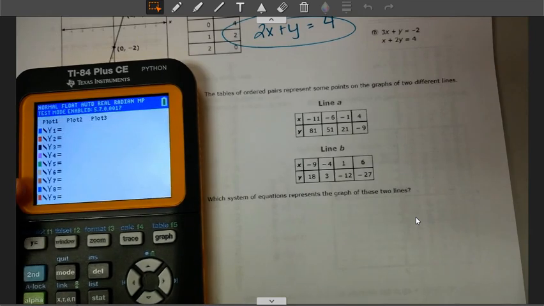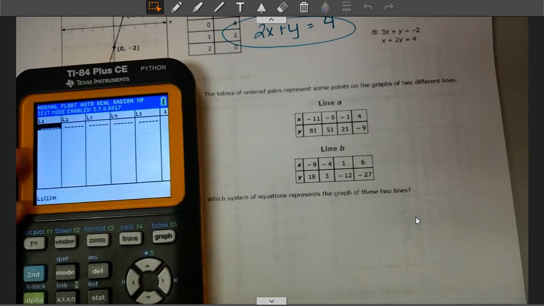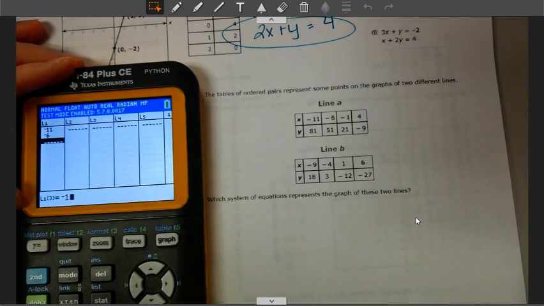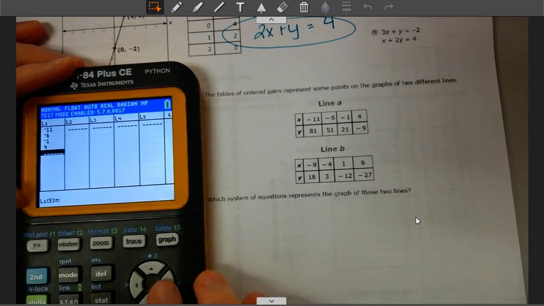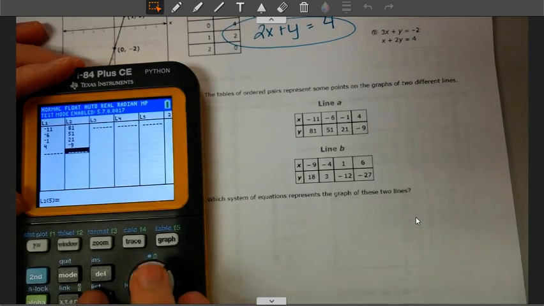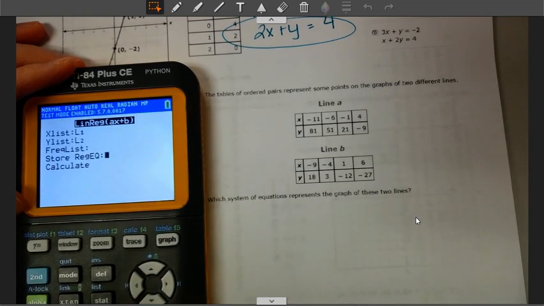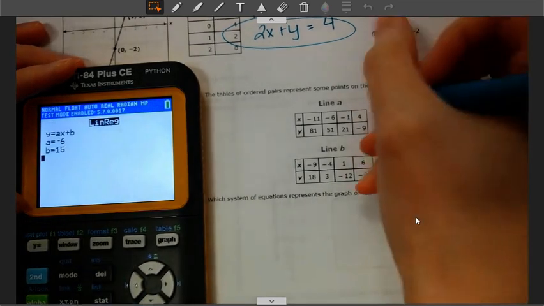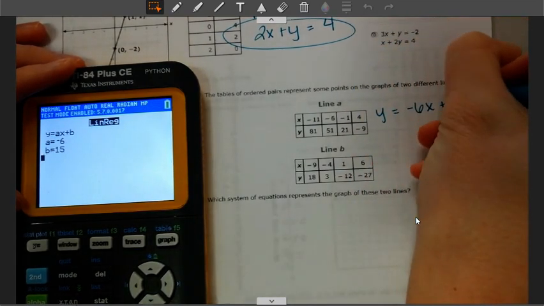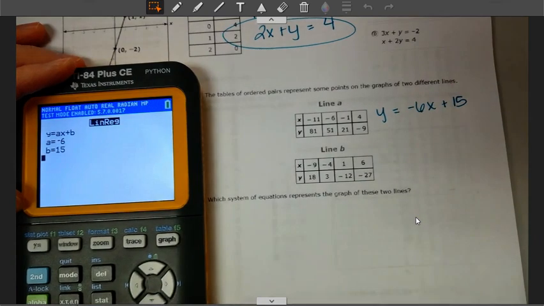So we have negative 11, negative 6, negative 1, and 4. Then 81, 51, 21, negative 9. Stat, calculate, number 4. So this one, y is equal to negative 6x plus 15. Again, I have done no work so far.